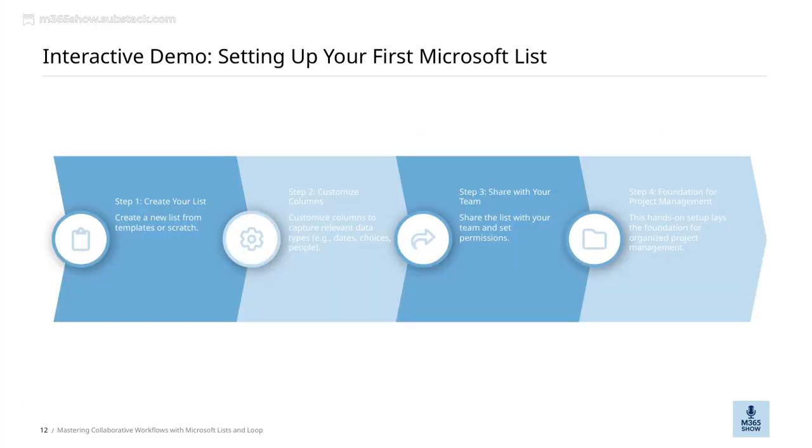All right, now let's walk through the setup process for your first Microsoft list. This hands-on activity will really help you understand how to build a solid foundation for organized project management. First, you'll start by creating your list, either from a template or from scratch, giving you flexibility to tailor it to your needs. Next, you'll customize the columns to capture the relevant data types, such as dates, choices, or people, ensuring your list reflects exactly what you need to track.